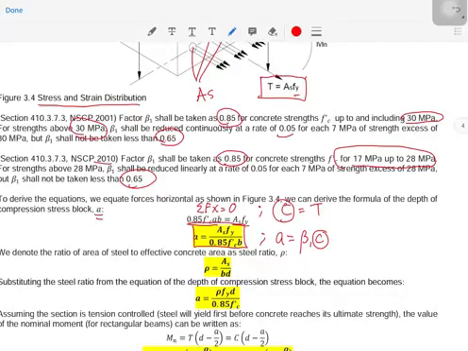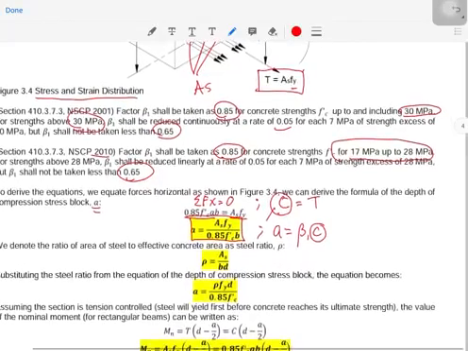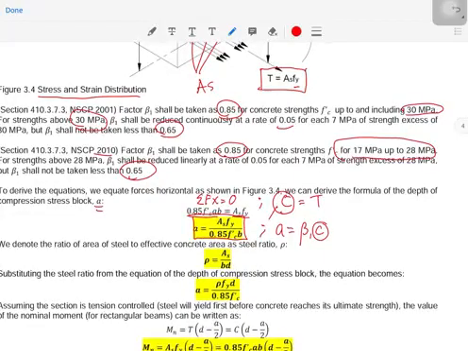Since c is the distance from the compression extreme fiber to your neutral axis, while the C here is the force, the internal force coming from your compression block.